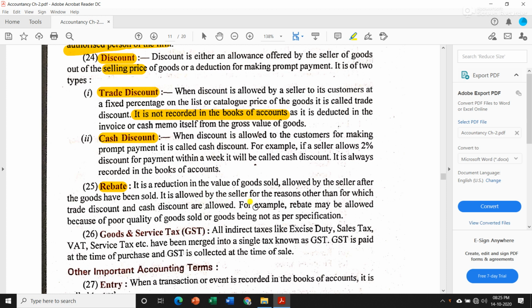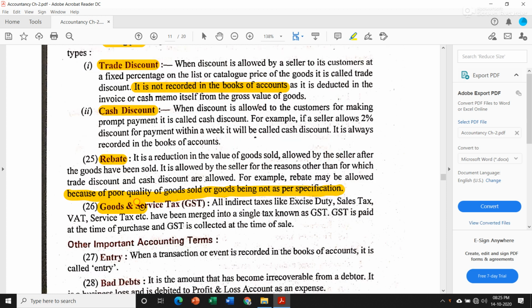Now, let us see one example. Rebate may be allowed because of poor quality of goods sold or goods being not as per specification. When you have sold goods and they have not matched up to the standard quality, or if they are of poor quality, then the seller can give rebate. He will not give any trade discount or cash discount.